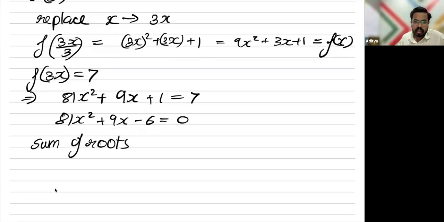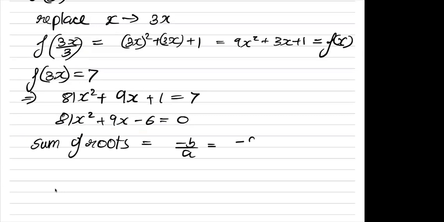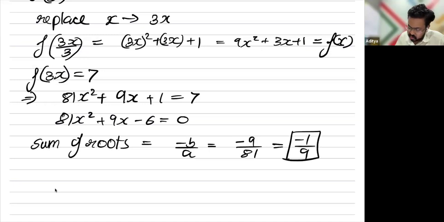Whether they are positive or negative, whether they're real or complex, doesn't matter. The sum of roots is directly minus b by a, and that is minus 9 by 81, which is minus 1 by 9. And this is the answer.